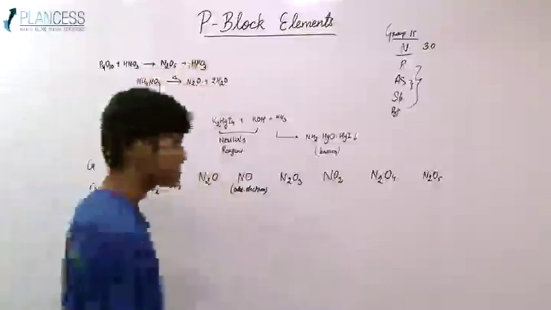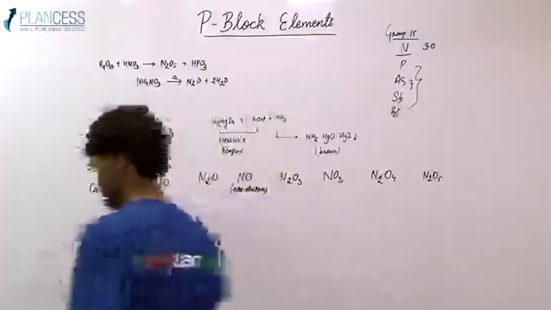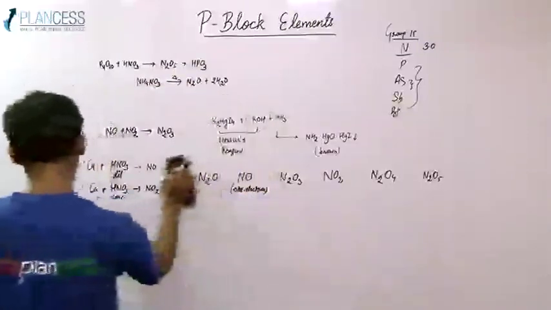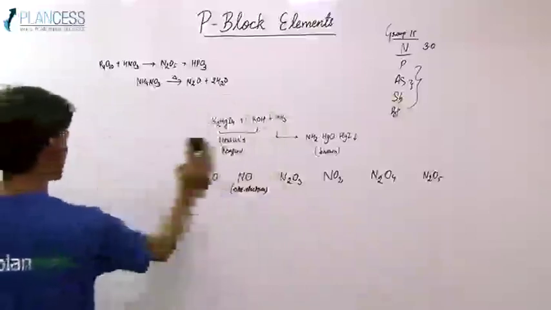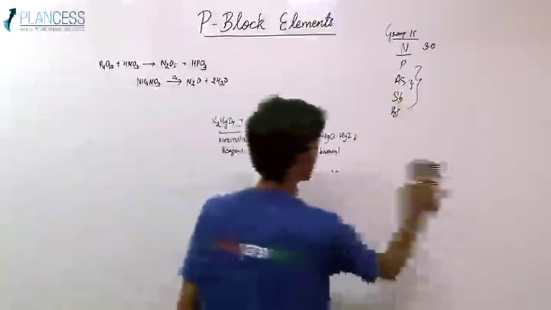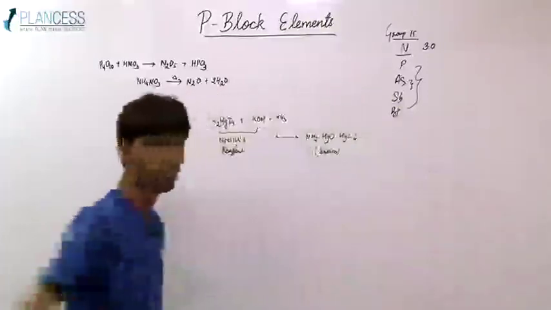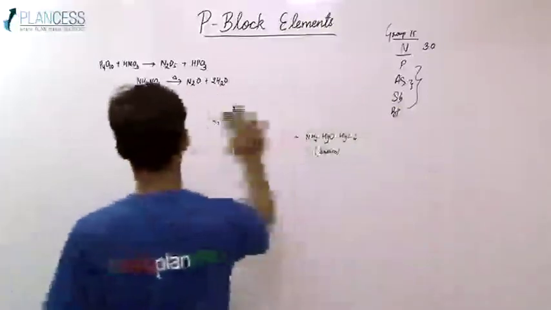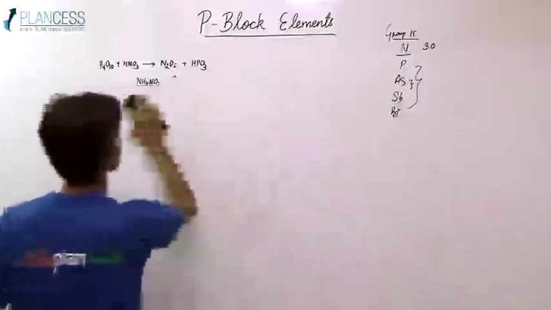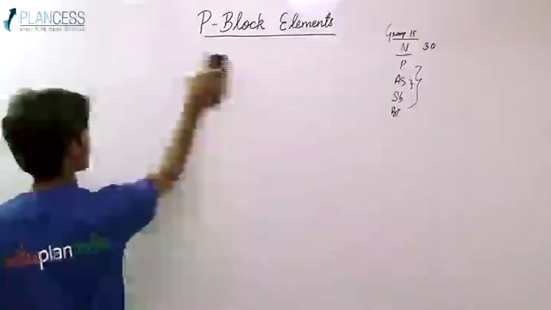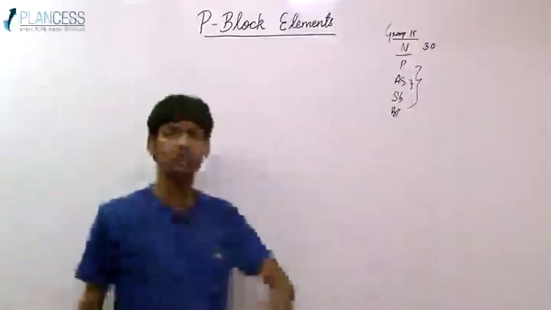Now talking about the properties, the first property would be that of N2O. N2O, when heated, decomposes into nitrogen and oxygen in a 2:1 ratio. N2O is a better supporter of combustion than air, because air has only 20% oxygen.